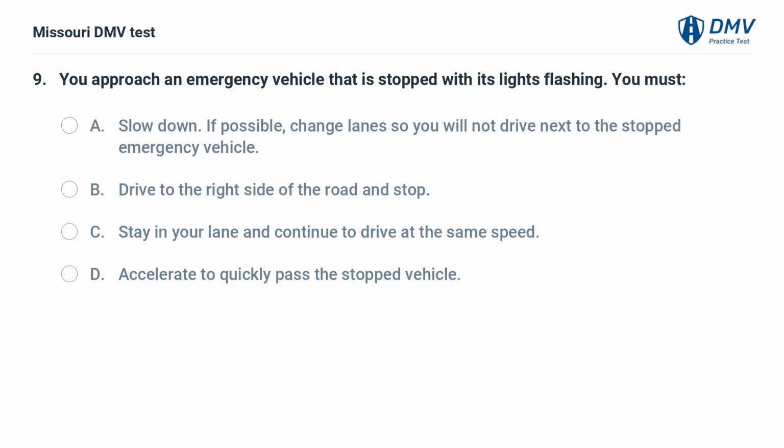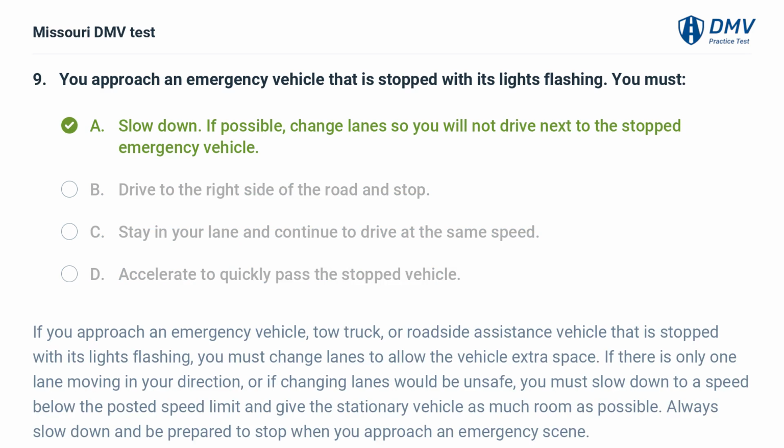You approach an emergency vehicle that is stopped with its lights flashing. You must A. Slow down. If possible, change lanes so you will not drive next to the stopped emergency vehicle. B. Drive to the right side of the road and stop. C. Stay in your lane and continue to drive at the same speed. D. Accelerate to quickly pass the stopped vehicle. A. Slow down. If possible, change lanes so you will not drive next to the stopped emergency vehicle.